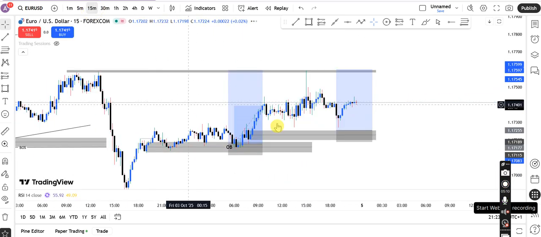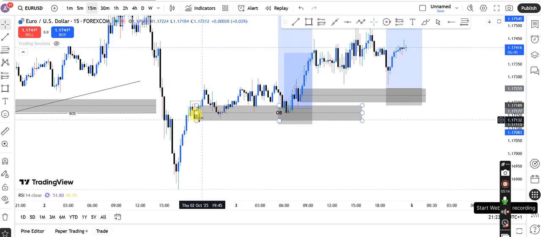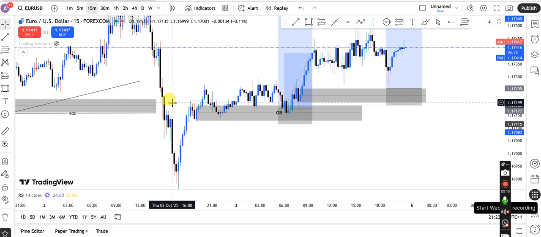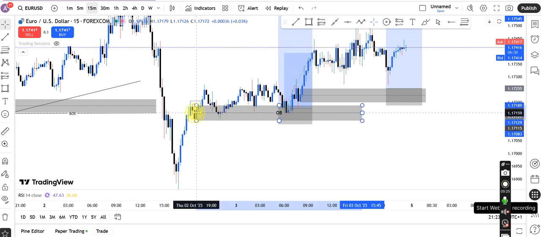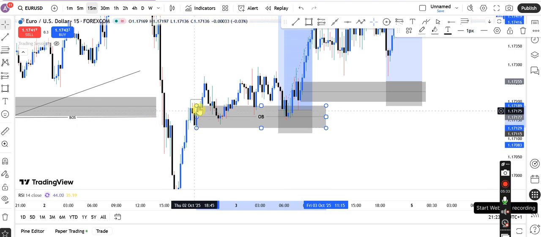If you go into the 15 minutes time frame, there was a tiny internal breaking structure here. This candle here broke this structure, and then the origin being this candle here, which I've marked as an order block. And then you can actually see the price reacted to the same place. So it broke the structure, then it tapped again to this price.